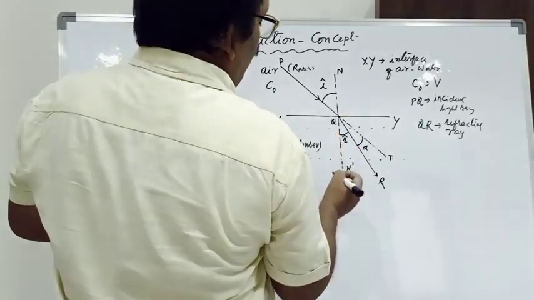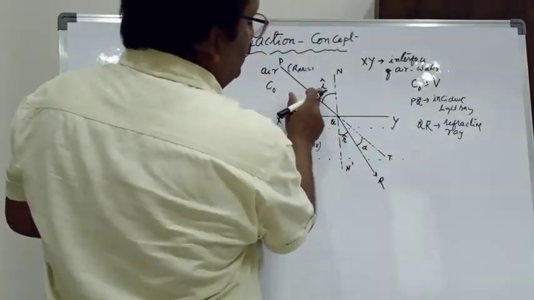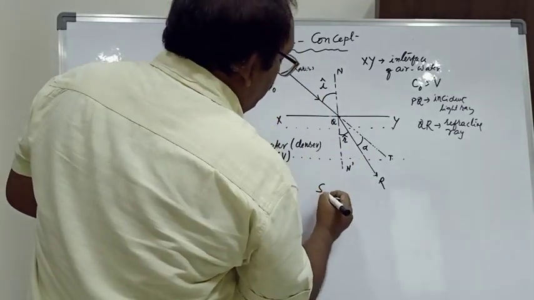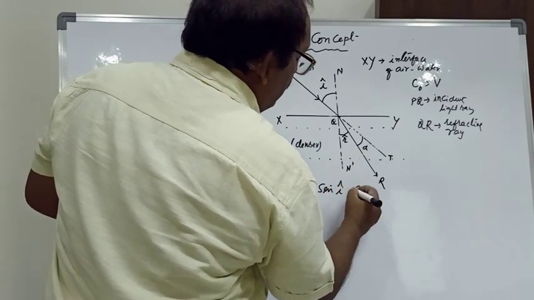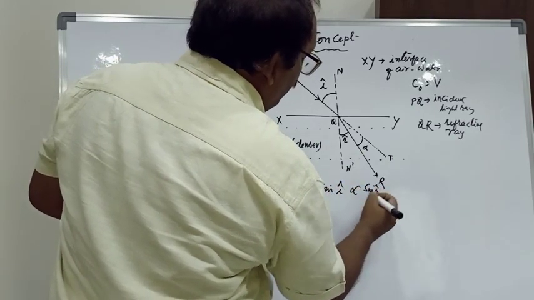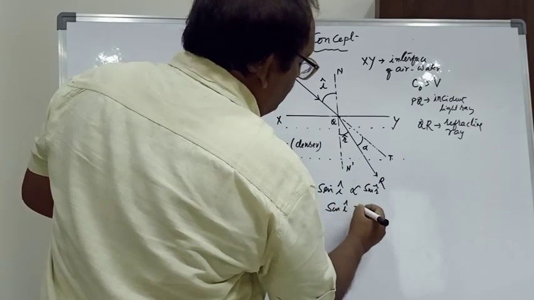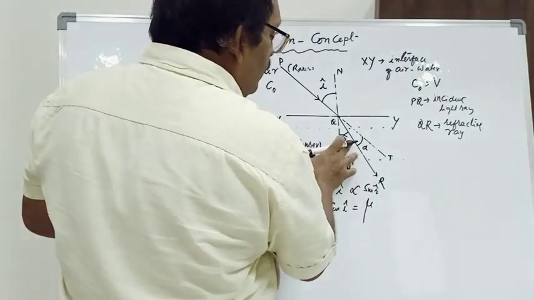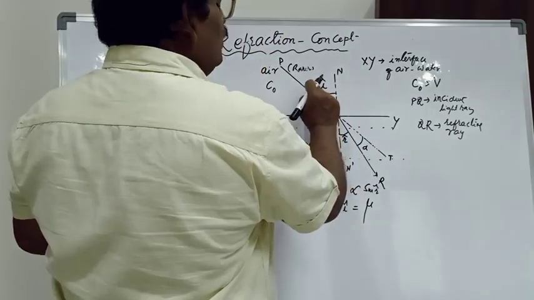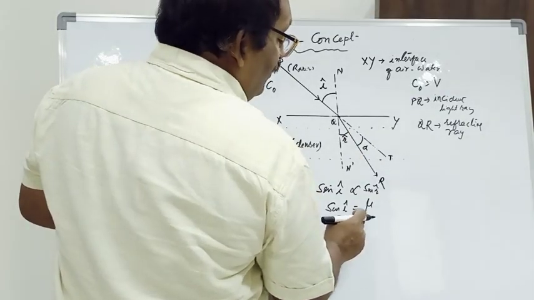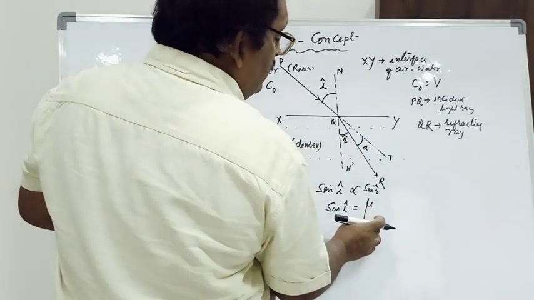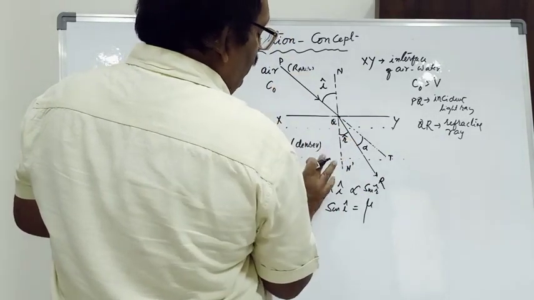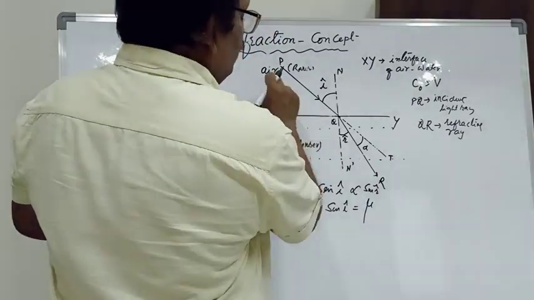Then the second law: the ratio of sine of the angle of incidence to the sine of the angle of refraction is a constant. Or we can write that sine of the angle of incidence is directly proportional to sine of the angle of refraction. Sine i is equal to some constant of proportionality, defined for the second medium in which the refracting ray is present with respect to the first medium. This is therefore called the refractive index of the second medium with respect to the first medium. The refractive index of water with respect to air is defined here.